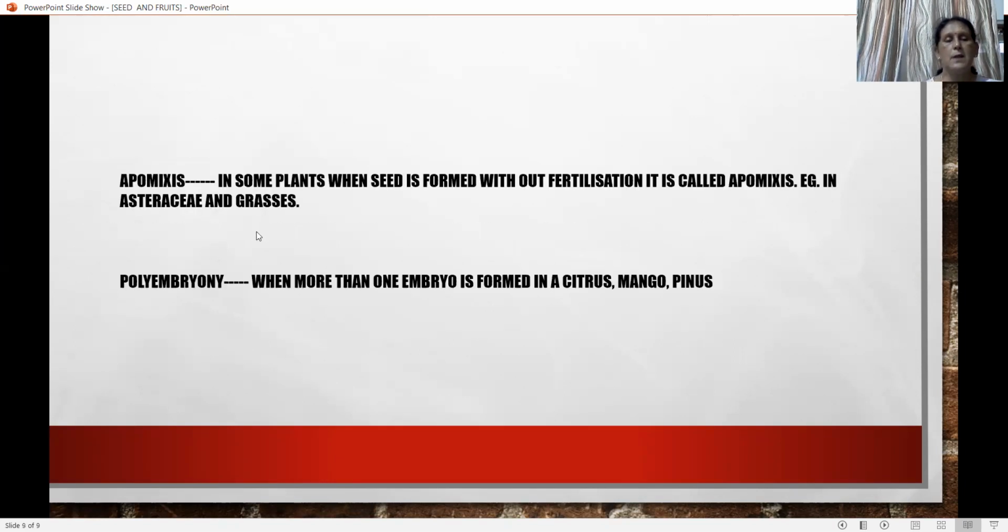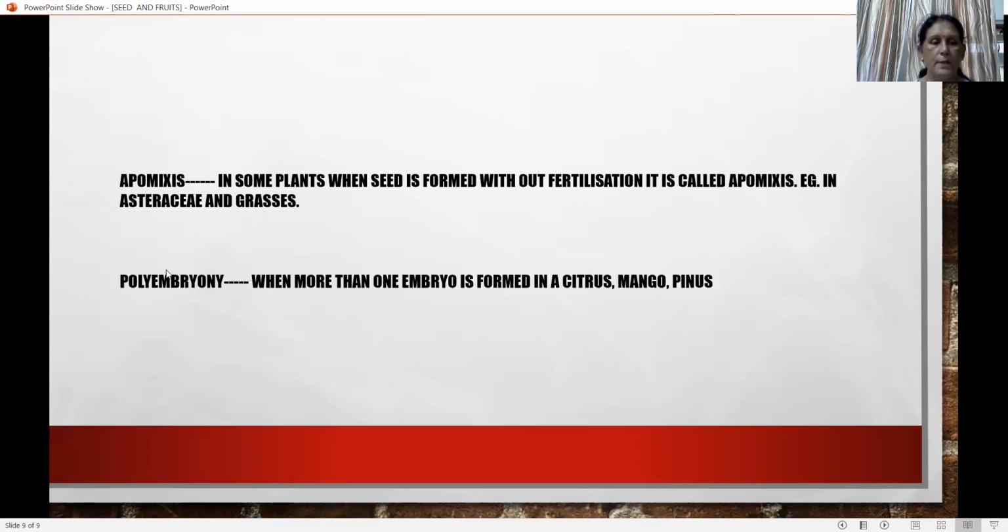Next, the other two terms are apomixis and polyembryony. Apomixis: in some plants, seed is formed without fertilization. So basically seeds are formed in many plants, or almost all plants, after fertilization. But there are a few plants where seeds are formed without fertilization, and that phenomenon is called apomixis. For example, Asteraceae, grasses, etc.